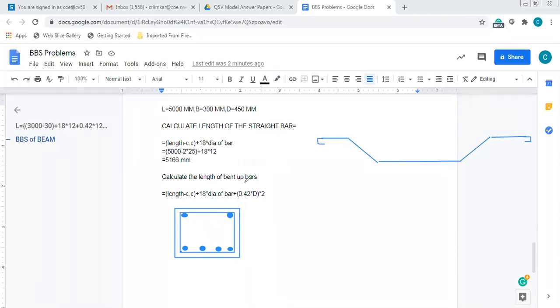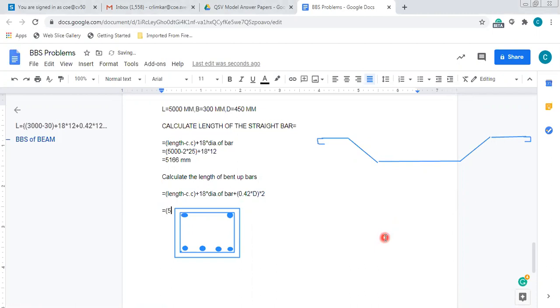That is why if the bars are bent up in only one direction, our formula is 0.42 into capital D. But as it's a two-way bent up bars as far as beams are considered, please remember that. That is why we are going to multiply it by 2. Are you getting? Everyone is clear with this? Then again put the values.